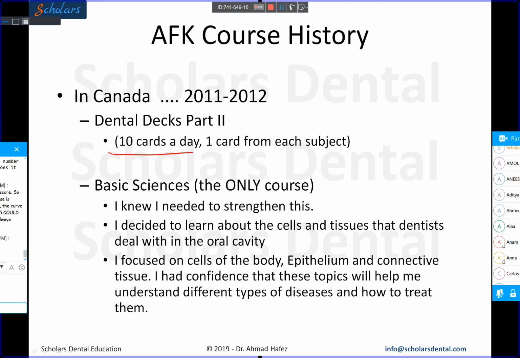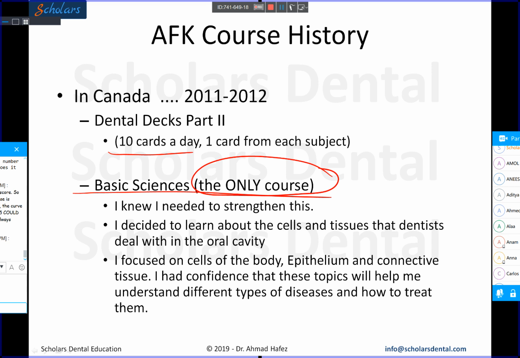And then I realized our knowledge in basic science is pretty weak. And we're the only course that gives you a proper basic science, okay? Unless other courses, I don't know, found our book and started using it. I'm not sure. But I've developed this basic science myself from scratch. So I knew I needed to strengthen this.